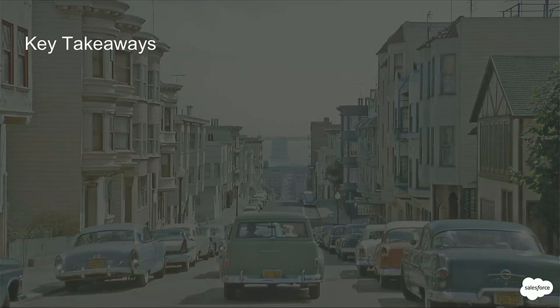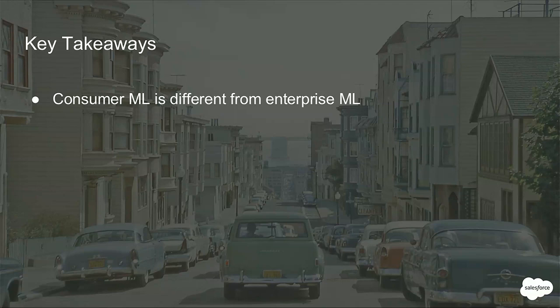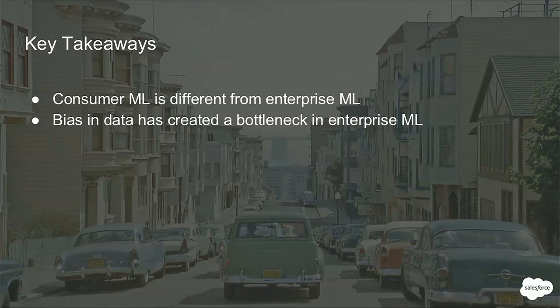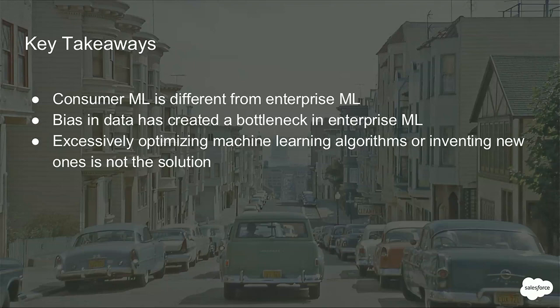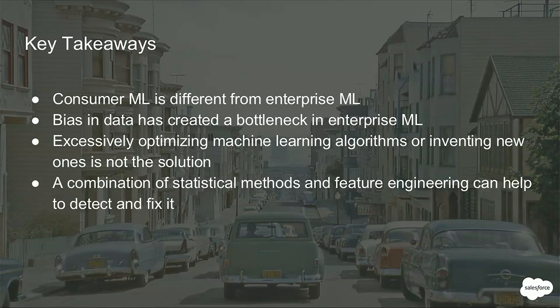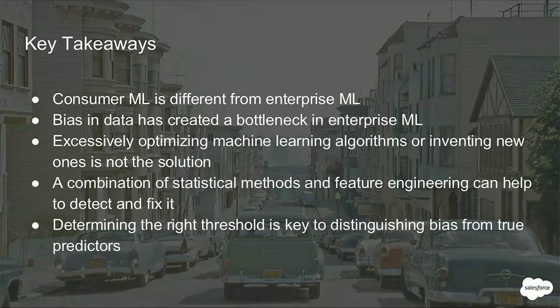There's a lot that I covered in this talk, so I wanted to summarize some of the key takeaways. First, the bold statement: consumer machine learning is different from enterprise machine learning. Bias in data has created a bottleneck. So go ahead, excessively optimize machine learning algorithms or even create new ones, but that's not going to solve the problem. We use a combination of statistical and mathematical methods to figure out where the bias is and fix it. And finally, determining the right threshold is key to distinguishing bias from a true predictor.